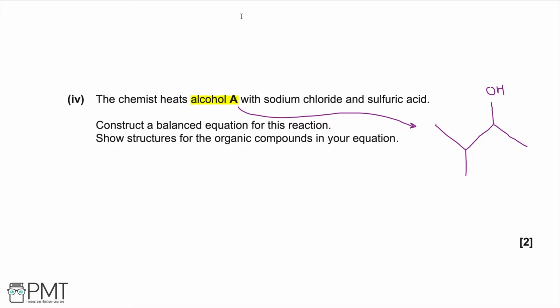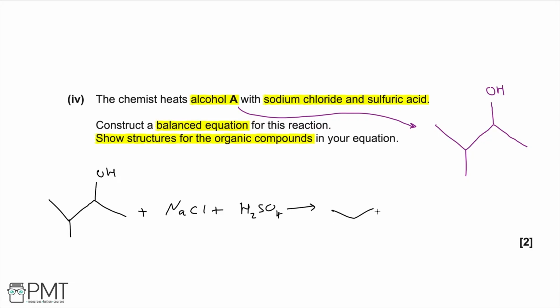We're told here that the chemist heats alcohol A with sodium chloride and sulfuric acid. We need to construct a balanced equation for this reaction, and we need to show structures for the organic compounds in the equation. So we know that we're heating alcohol A with sodium chloride and sulfuric acid. So what is this going to do? Well, our sulfuric acid is going to donate a proton to the alcohol, which will turn it into water, which is then going to leave the molecule with a positive charge, and the chloride anion will replace the alcohol group and we'll be left with a haloalkane.